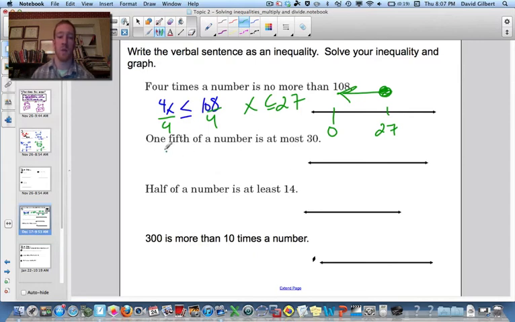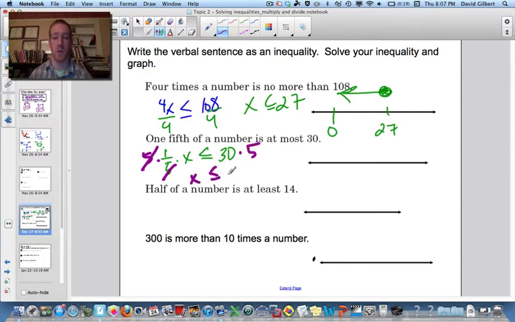1/5 of a number, so that's 1/5 times a number x is at most 30. So it can be 30, so we got the equal to part, but it can't be more because it's at most 30, so it has to be less than or equal to 30. Alright, so now we just multiply both sides by 5, and that gives us 5 over 5 cancels, gives me x is less than or equal to 150. So there's 150, there's 149, and we got it going this way.